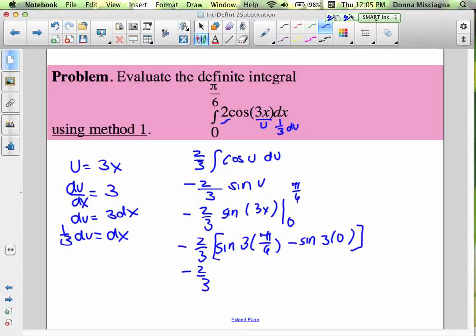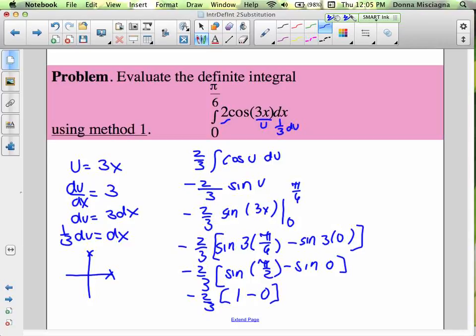All right, so this would be sine pi/2 minus sine 0. All right, pi/2 is right here. Sine is 1. So this is going to be negative 2/3 times 1 minus sine of 0, which is 0. No, you forgot to do. Oh wait, I didn't forget anything this time. Are you sure? Oh, yes, I'm sure. And the answer is negative 2/3.